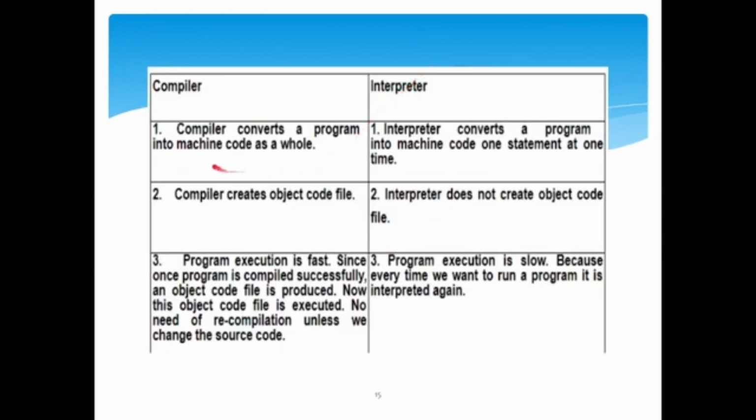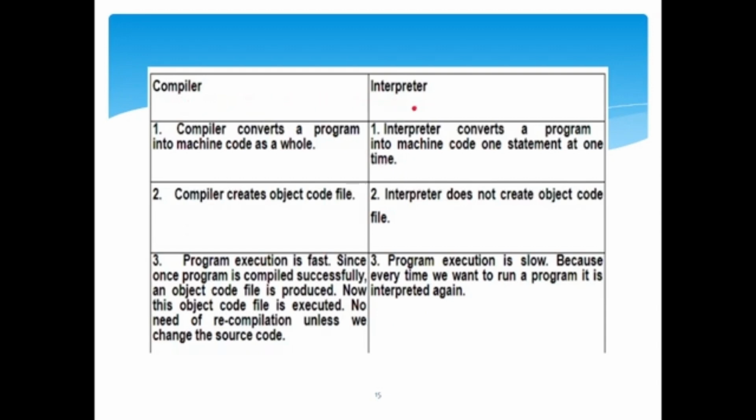A compiler will convert a program into machine code as a whole, whereas an interpreter converts a program into machine code one statement at a time. Or in simple terms, if there is a program, then the whole program gets converted into machine code in a compiler.